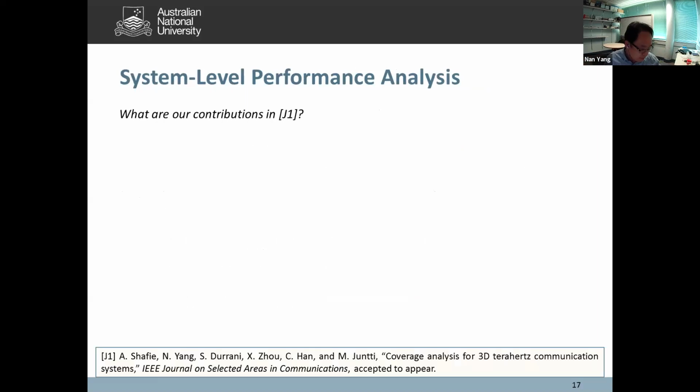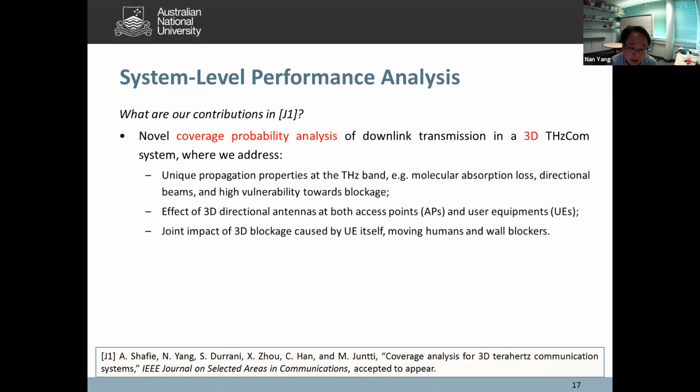In terms of system level performance analysis, I would like to focus on my journal paper published in JSAC, in which we focus on coverage analysis. So what are the contributions in this work? We provide a novel coverage probability analysis of downlink transmission in a 3D terahertz communication system. In this system, we consider the unique propagation properties at the terahertz band. We consider the effect of 3D directional antennas. We also consider the joint impact of 3D blockage caused by three things: the user itself, moving humans, and wall blockers. So this is the system we consider here.